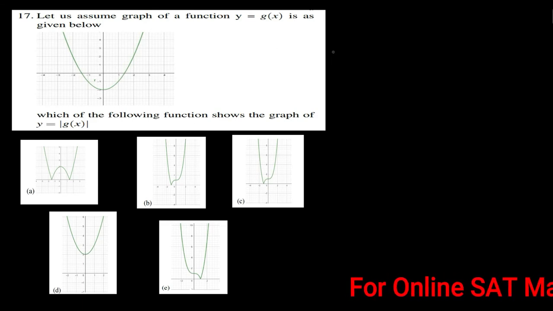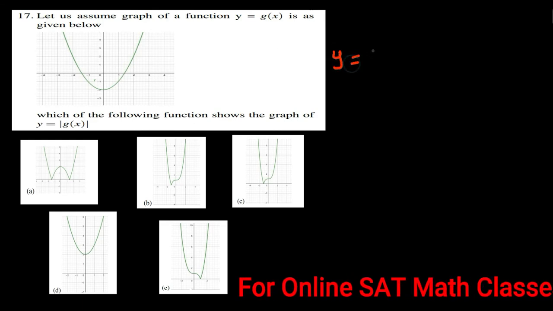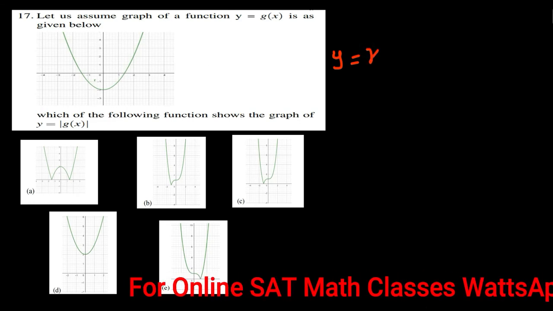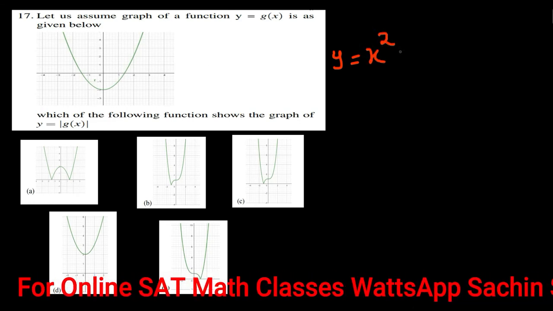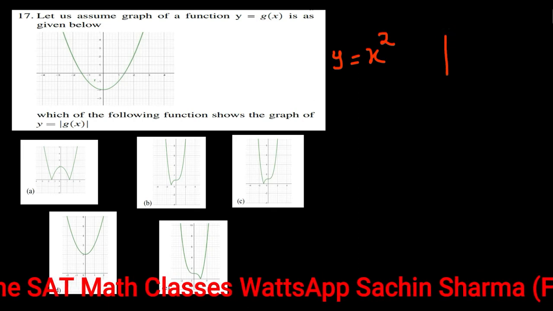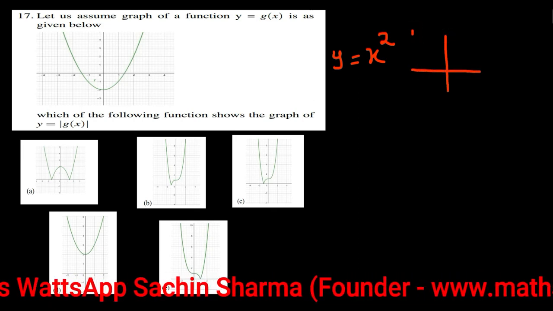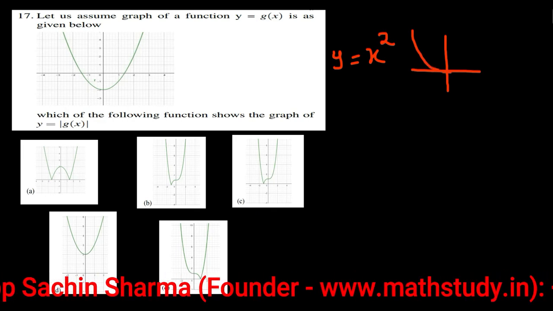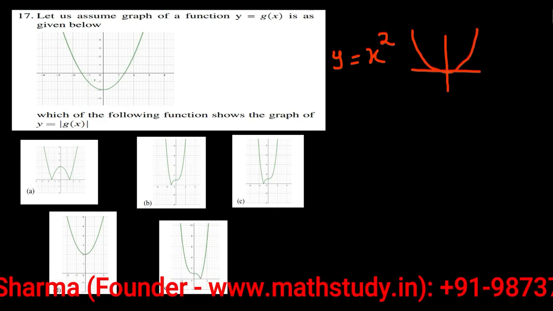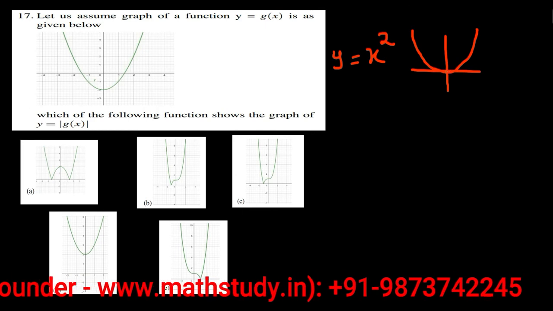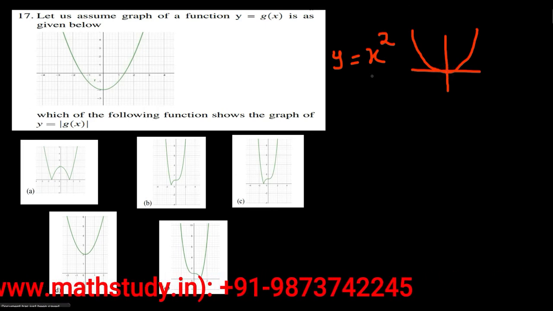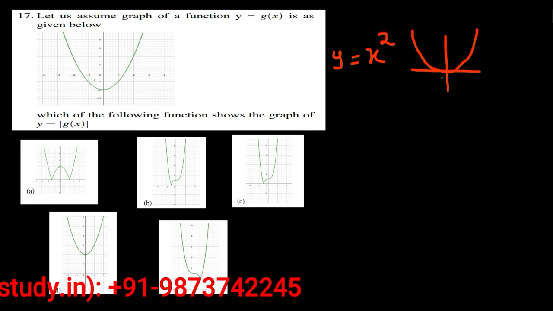So y is equal to x square. Let us assume this one. This graph will be like this one. It will open towards upward, and this graph will pass through the origin (0, 0). So this is y is equal to x square, and the graph will look like this.